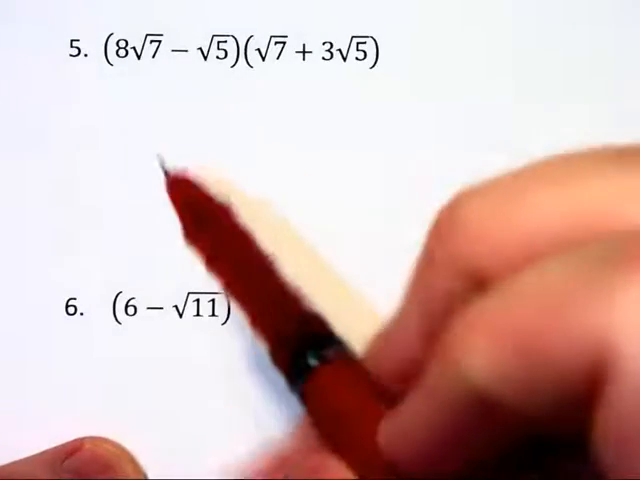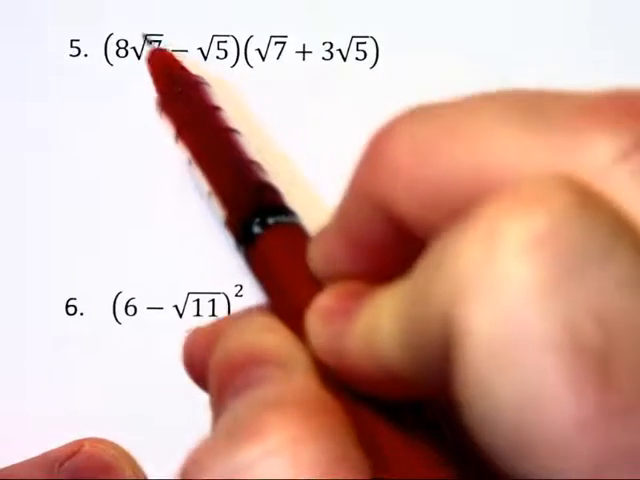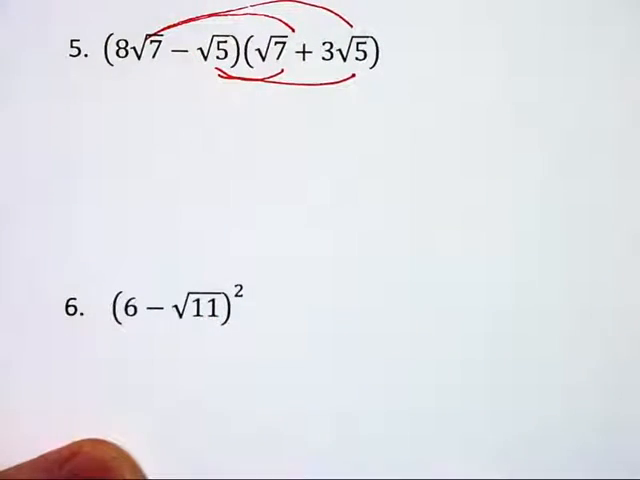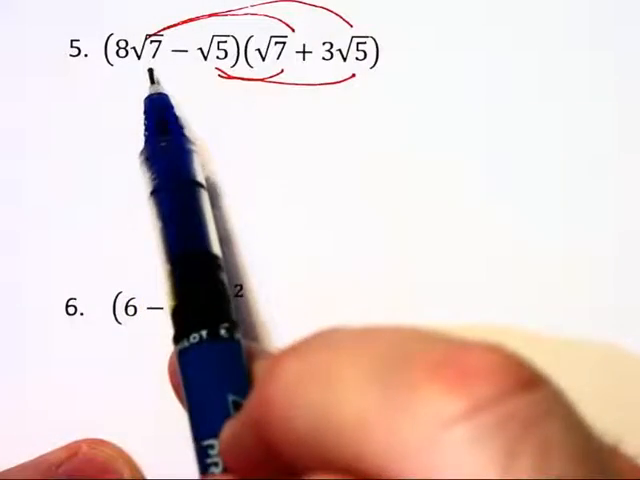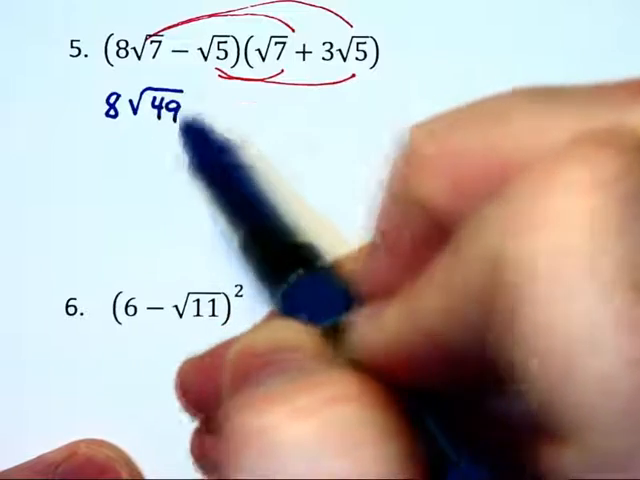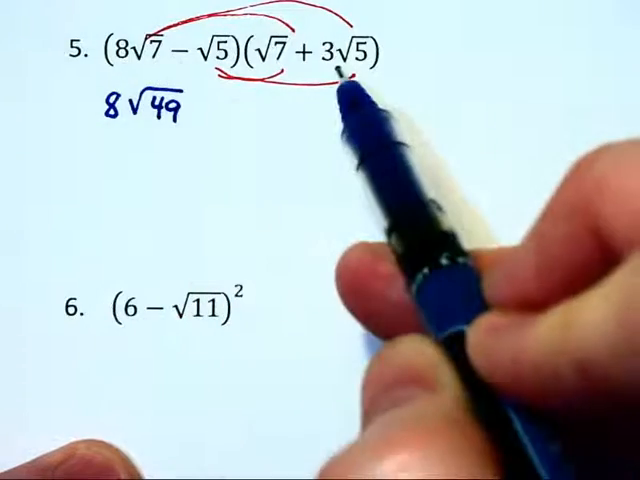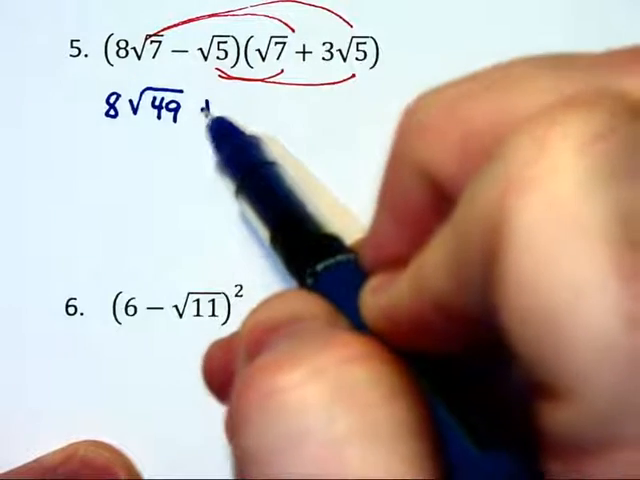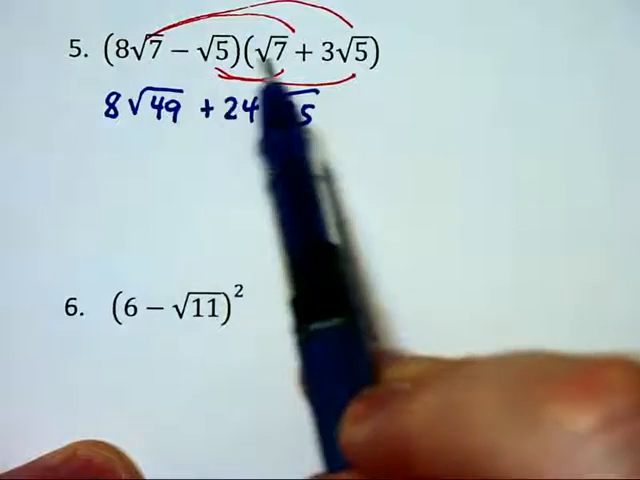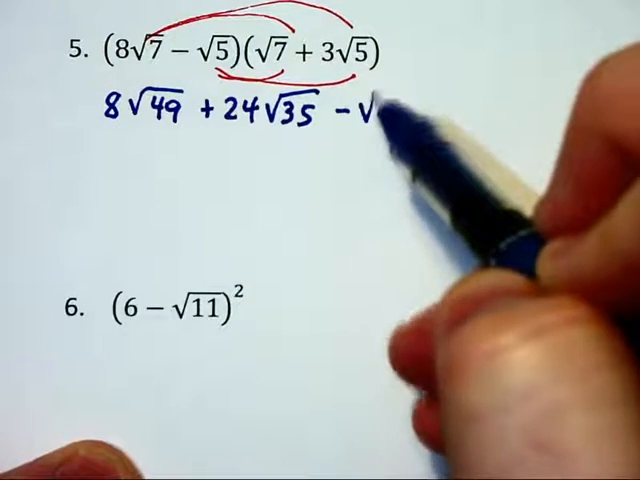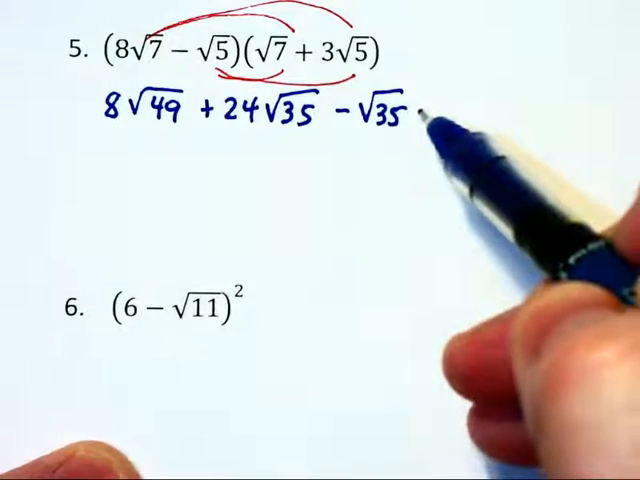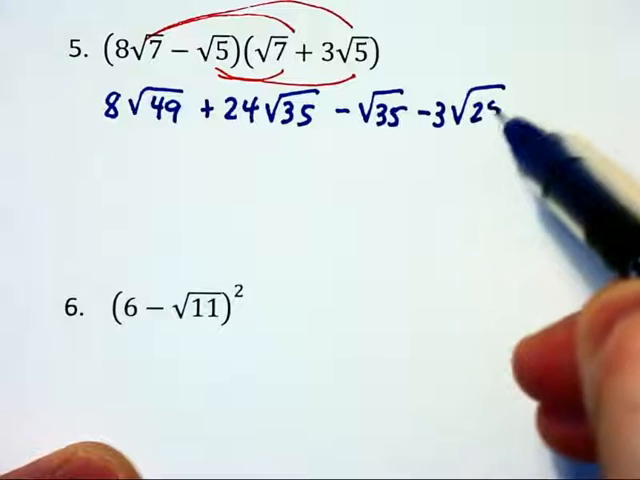This next problem is a FOIL problem. We have a binomial times a binomial, and we're going to do all this distribution. Be very careful when you do this. 8 root 7 times root 7 is 8 root 49. Don't try and do it all in your head. On the outer, we have 8 root 7 times 3 root 5, and that will give us plus 24 root 35. On the inner part, we're going to have minus 1 root 35. And on the last part of FOIL, negative 1 times positive 3 makes negative 3 root 25.